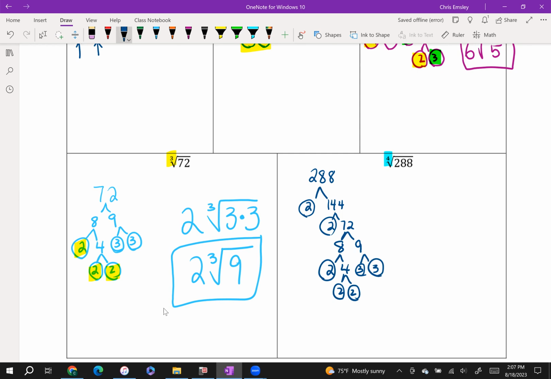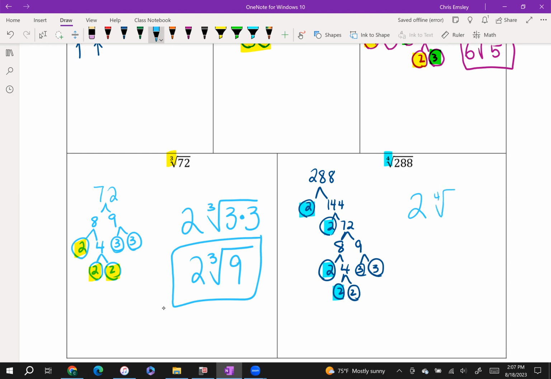Okay, so there's all our factors. All those numbers, I like to circle them so I don't lose them in there. The circled ones are what we are looking for. And this time, remember, it's a 4th root, so we are looking for sets of 4. 1, 2, 3, 4. One set of 4 means that a 2 comes out front. Anything else has to stay inside.